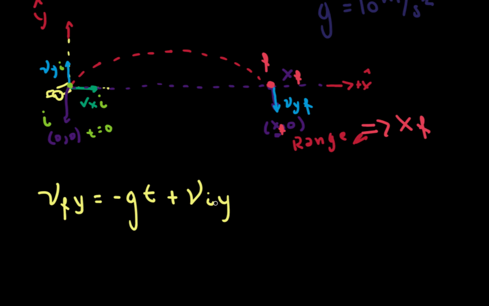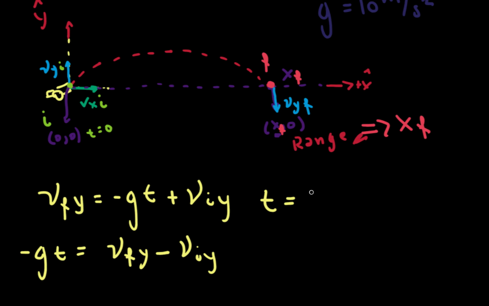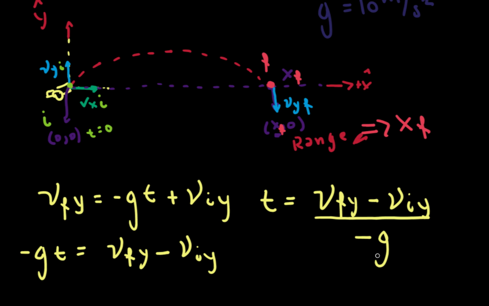I'm going to subtract both sides by velocity y initial. So this gets minus g times t equals the velocity final in the y minus the velocity initial in the y. And now all you have to do is divide both sides by g. So t equals the velocity final in the y minus the velocity initial in the y divided by minus g.